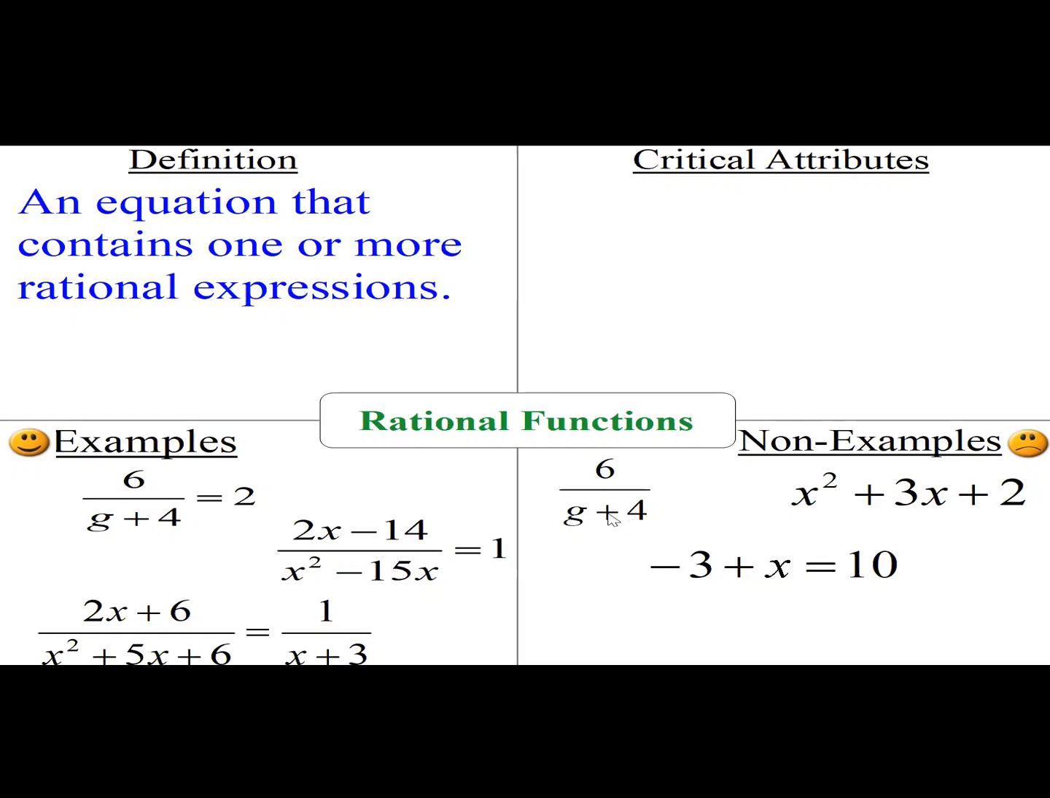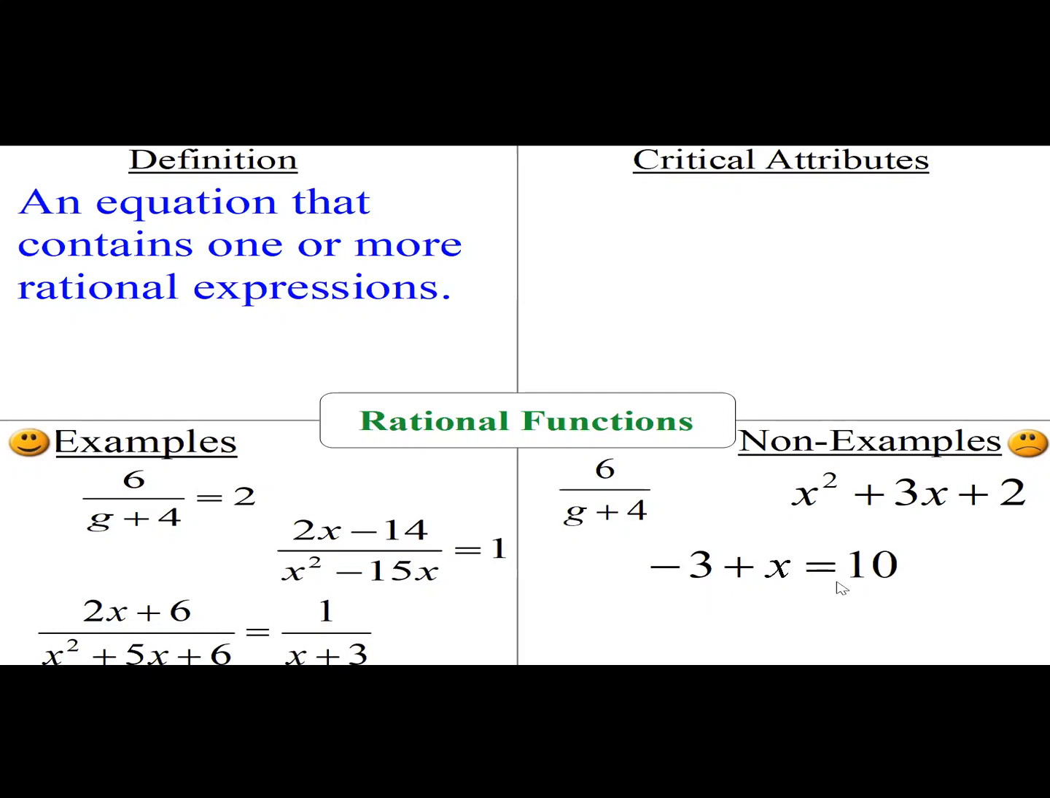So let's see. Look at the first two non-examples. This one, 6 over g plus 4 and x squared plus 3x plus 2. Why are those not rational functions? What do you think, Angie? It's not an equation. They're not equations. That is correct. These are only expressions. Okay. With that said, look at this one. Negative 3 plus x equals 10. Why is this not a rational function? What do you think, Addie? It doesn't have any rational expressions in it. Thank you.